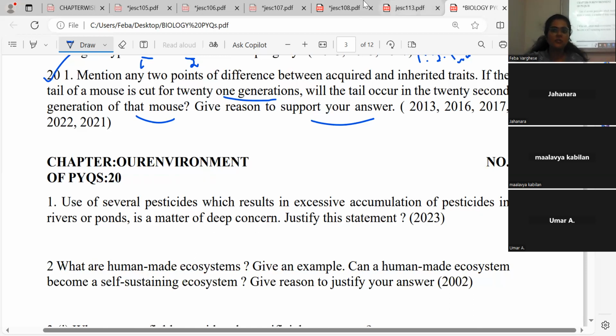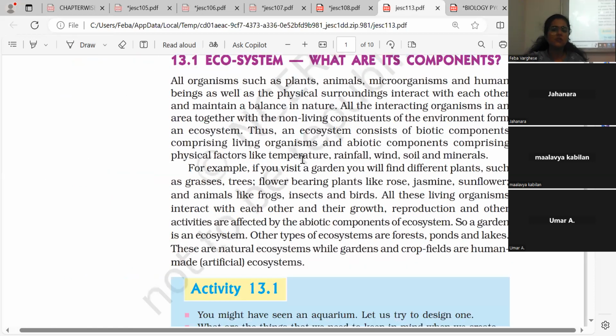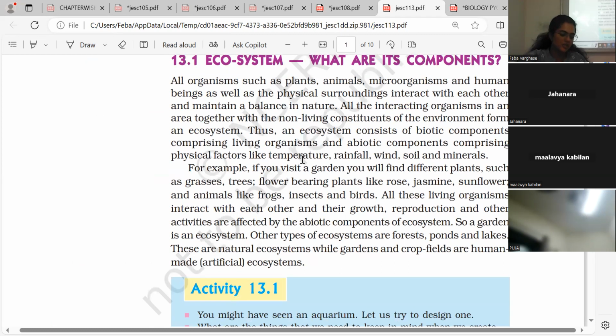Now, the last topic that we need to go through is our environment, a simple chapter. What is an ecosystem? It is the functional unit of the environment in which the biotic and abiotic components interact with each other. Biotic components interact with each other, and also with the abiotic components. Biotic are the living components, abiotic components are the non-living components like temperature, rainfall, wind, soil, etc.